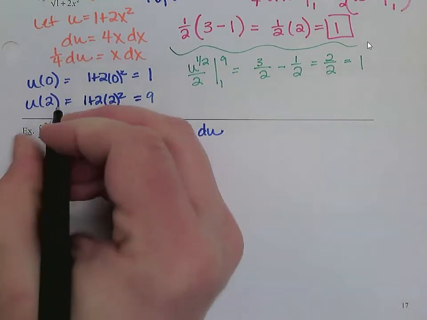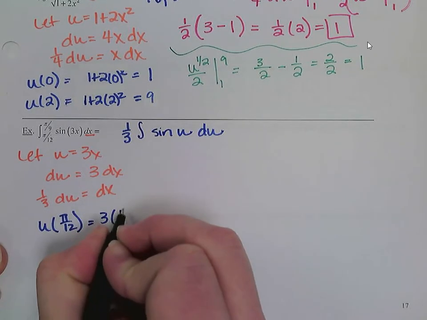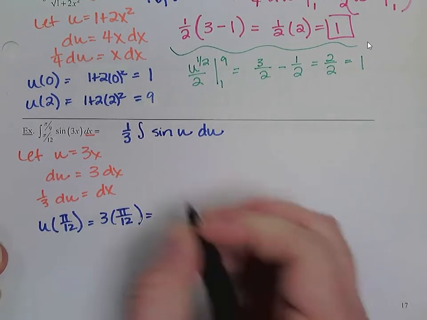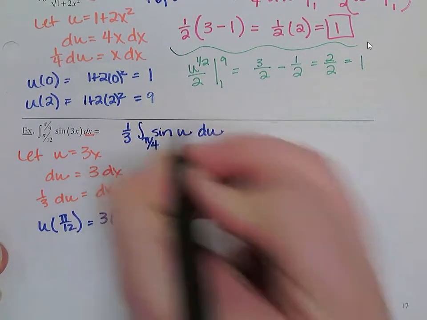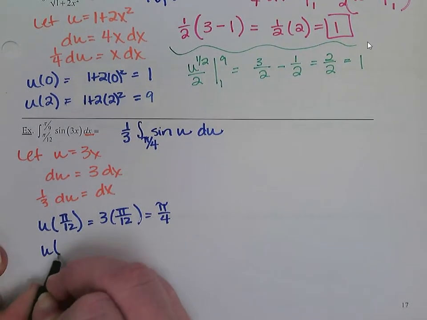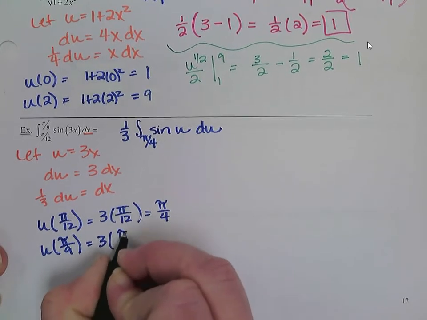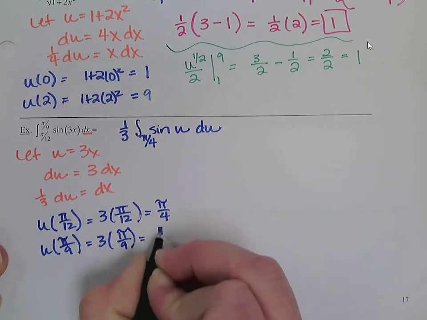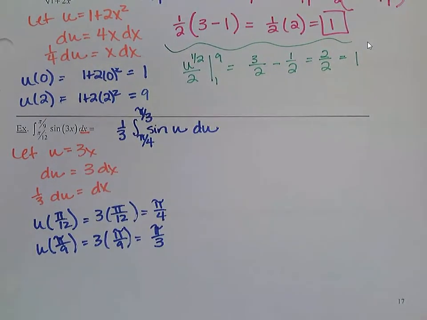If x is pi over 12, then u is 3 times pi over 12, which would be pi over 4. If x is pi over 9, then we have 3 times pi over 9, which would be pi over 3. So changing our x's to u's really just made them easier to work with, because we don't know much about sine and cosine at pi over 12 and pi over 9, but we do know about pi over 3 and pi over 4.